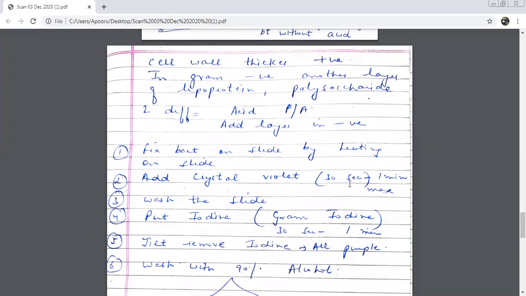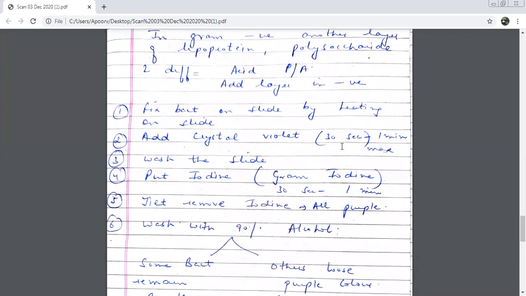The staining process is very simple. You fix the bacteria on the slide by heating them. This is called the heat fixing process. Normally the bacteria will not get fixed, so we have to fix them by heating. Then we add crystal violet for about 30 seconds to 1 minute, maximum 1 minute, not more than that, beta. And then you need to wash the slide.